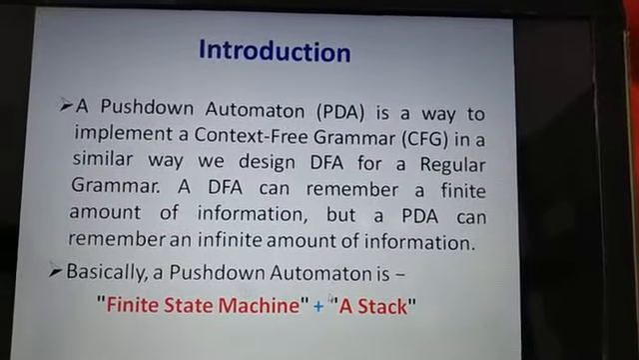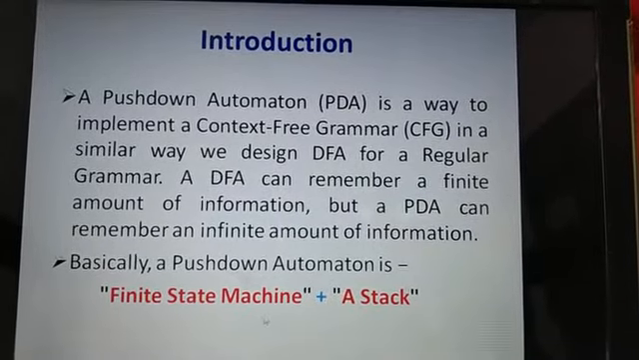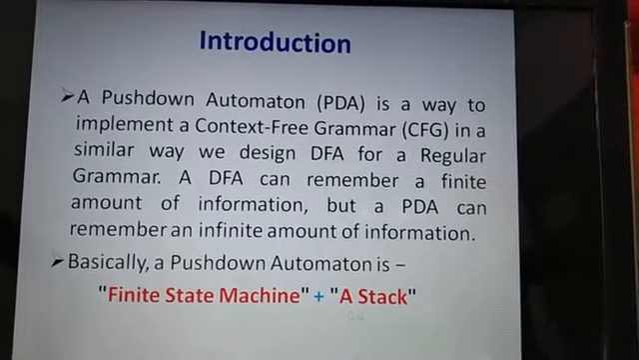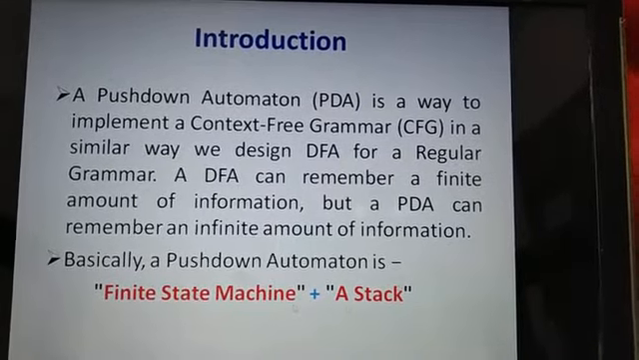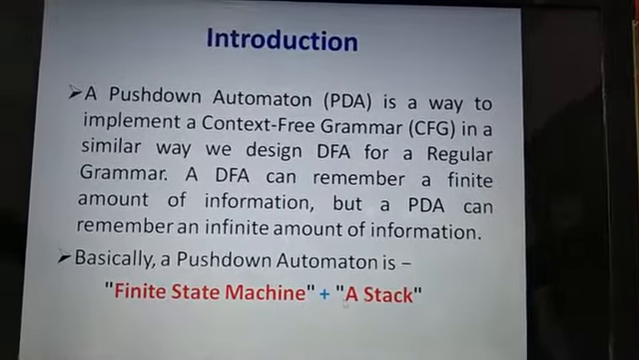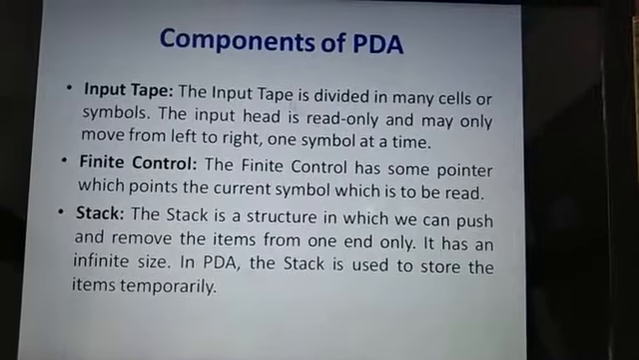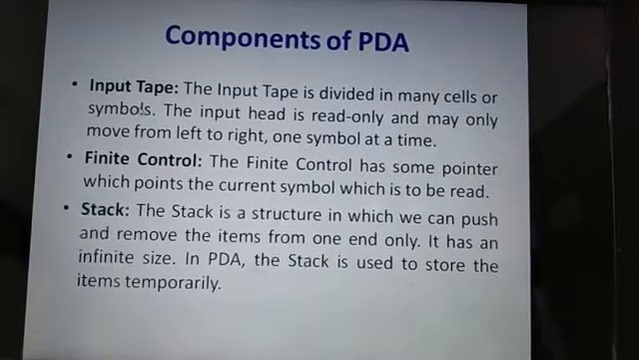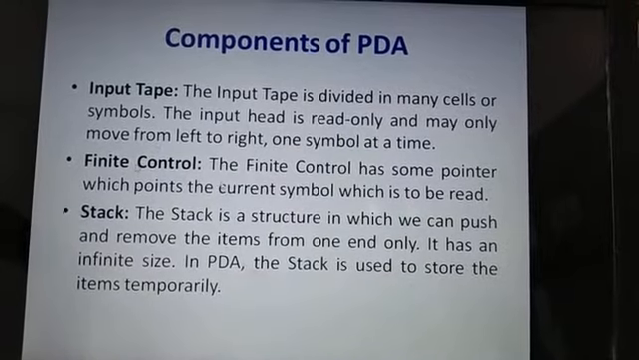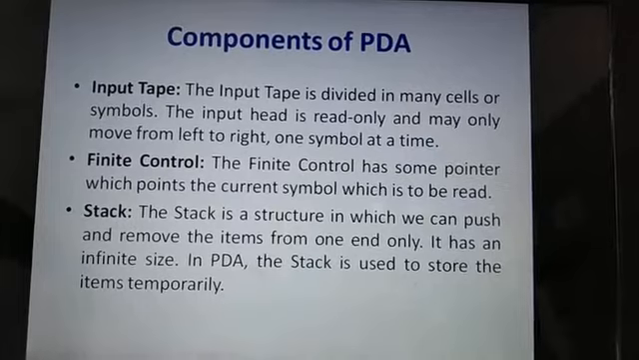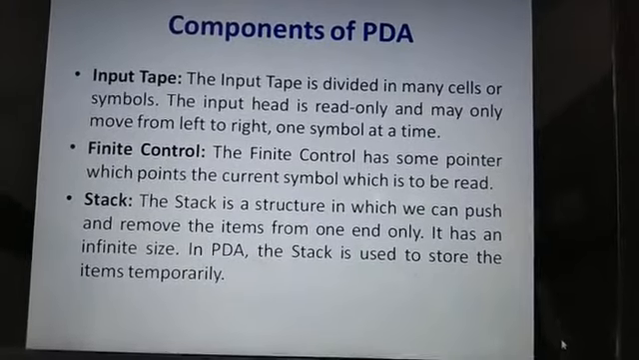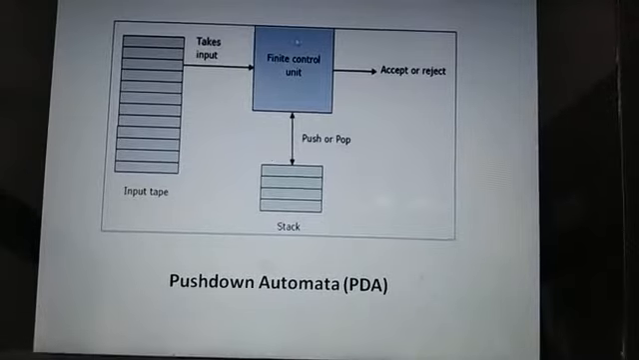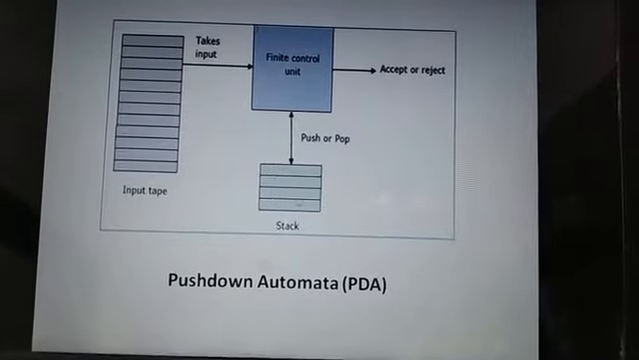Basically, a push-down automata is a finite state machine plus a stack. That is, if we include a stack in the finite state machine, then it is considered as push-down automata. Now, the important components of PDA. There are basically three components of PDA: input tape, finite control, and stack. This you can clearly see in the next diagram. Input tape is there, then a finite control is there, and a stack is there.